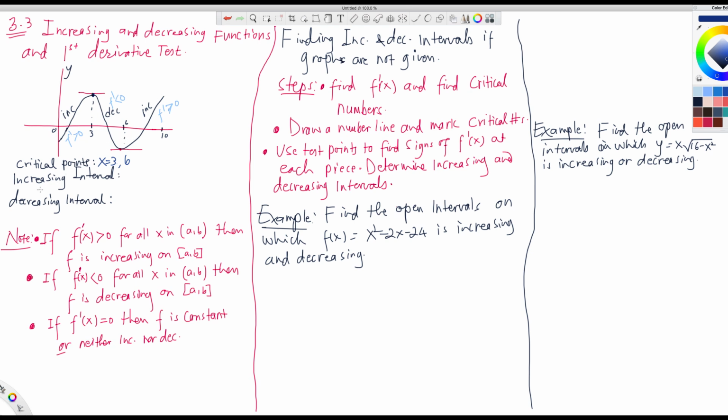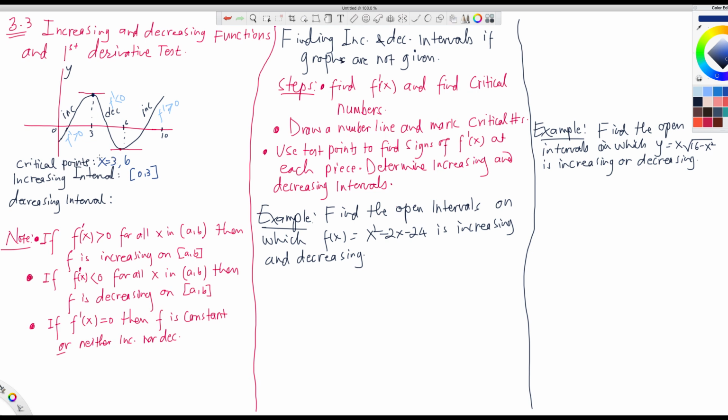So what is the increasing interval? When you write the increasing interval, you write the x values. The increasing interval is between 0 and 3. You can write it with brackets or parentheses. So let's write 0 to 3. If you write 0 to 3 in parentheses, that's also fine.